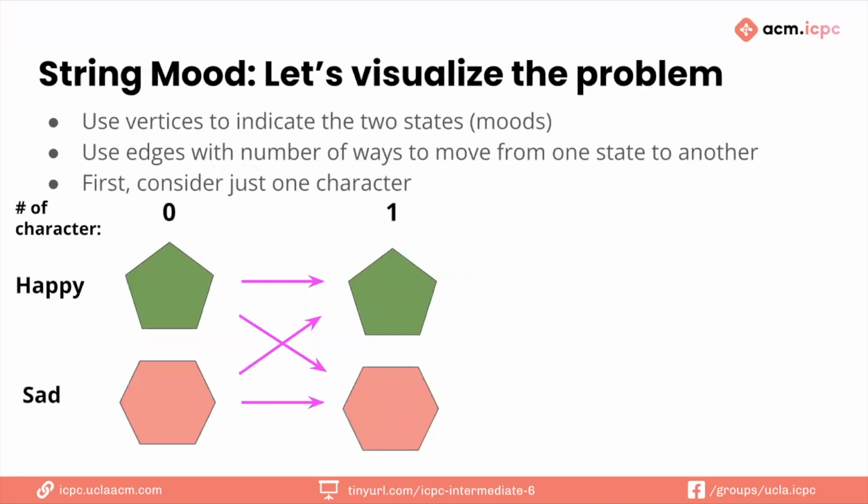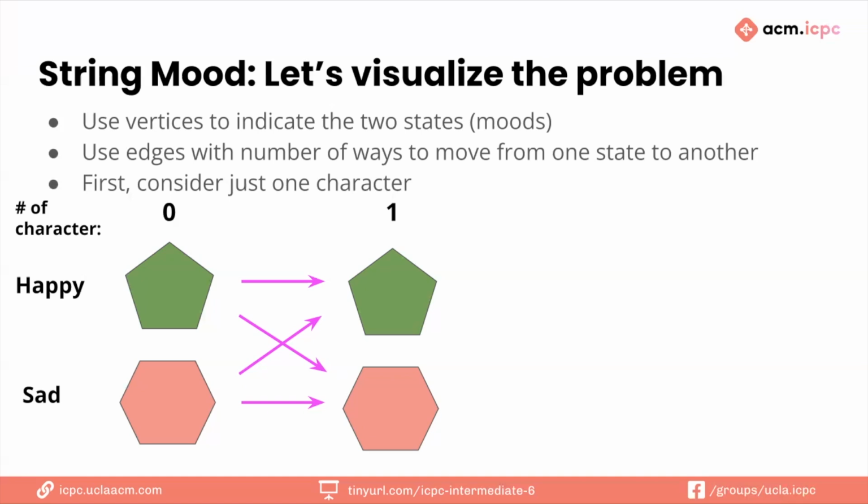So let's first consider a simple example and visualize the problem. We will use vertices to indicate the two moods that Lemma can have, happy and sad. And then the edges will have the number of ways to move from one state to another. So first we consider a string of length 1 character. So we have two columns. The first column is the mood of Lemma right before reading the character. So it's 0 characters read. And then this column is right after reading 1 character. So it's 1 character read. And he can be either happy or sad.